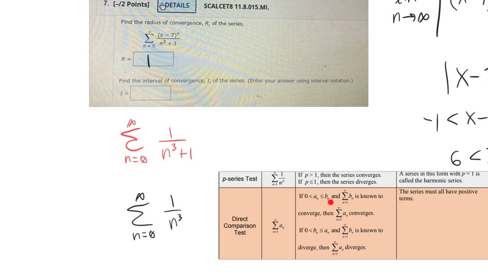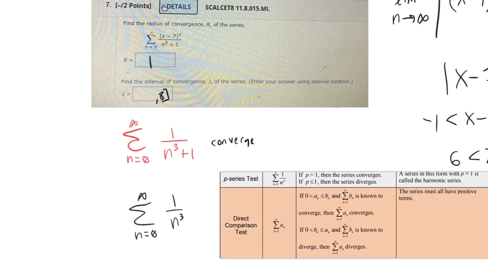Now, if we can show that this larger expression that we just made up is known to converge, then it must be that the original also converges. All right. So the question is, does this series converge? Well, according to the p-series test, if p is greater than 1, then the series converges. And that's exactly what we have here. So due to a combination of these two tests, we know that this converges, and therefore this has to also converge. So we know that when x equals 8, it converges, so therefore you could put a bracket there.